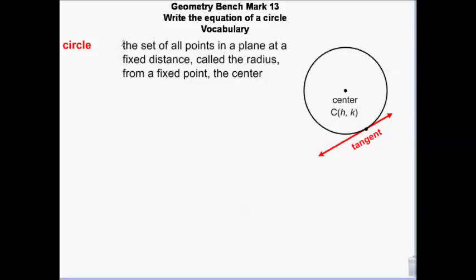by definition, a circle is the set of all points in a plane at a fixed distance called the radius.